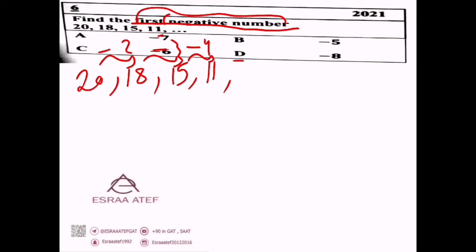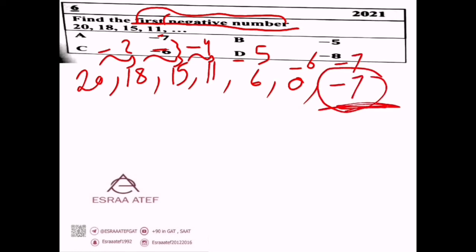Now we will subtract 5, so it will be 6. Now we will subtract 6, so it will be 0. Now we will subtract 7, so it will be negative 7. So the first negative number will be 7, so the answer will be negative 7.